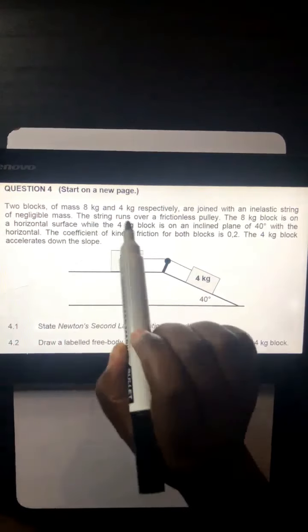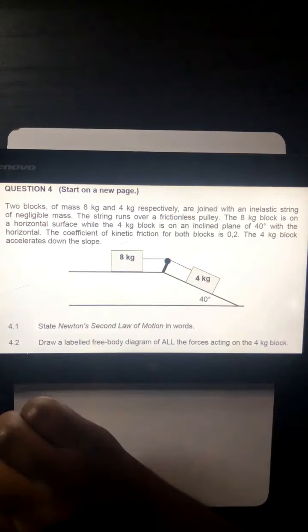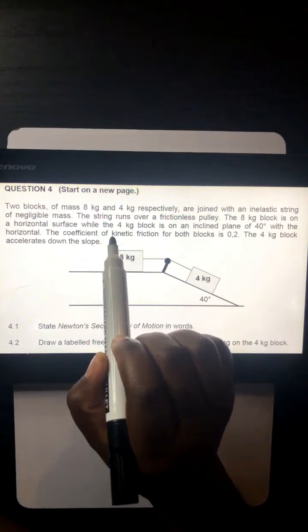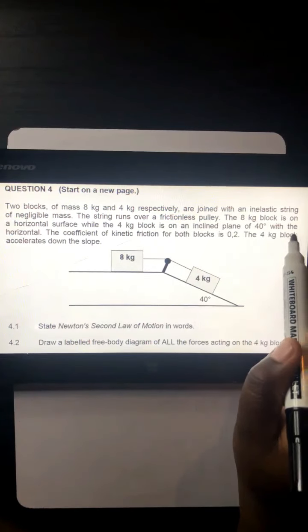Yes, sir. Okay, so quickly, let's see. Question number 4, start a question on a new page. Always, LB, make sure to start each question on a new page. So, 2 blocks of mass 8 kg and 4 kg respectively are joined with an inelastic string of negligible mass. The string runs over a frictionless pulley. The 8 kg block is on a horizontal surface while the 4 kg block is on an inclined plane at a 40 degree angle with the horizontal.